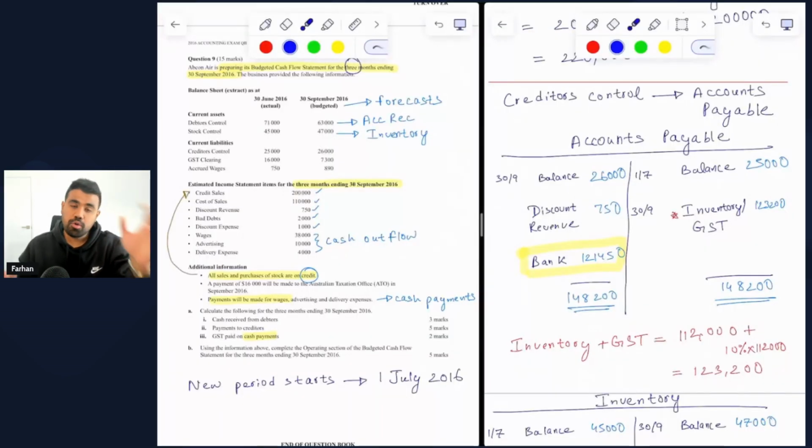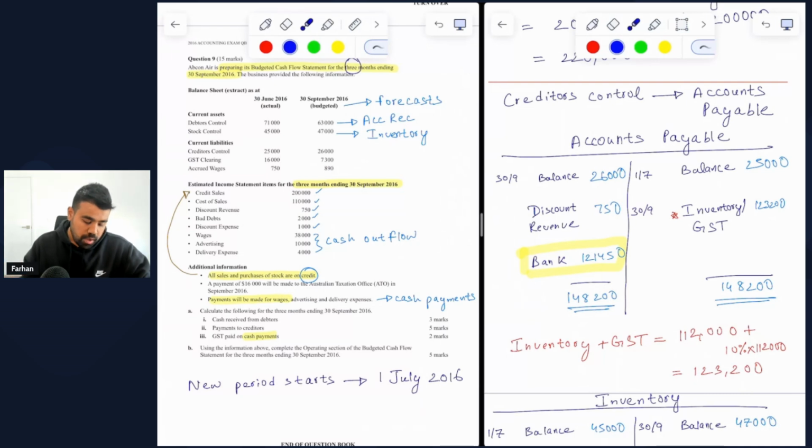The next requirement of the question is to calculate the cash payment to creditors. And we are going to solve this by reconstructing the ledger account for accounts payable and then also the ledger account for inventory. This is because based on the additional information, all sales and purchases of stock are on credit. So purchases of stock refers to an increase in inventory, and because this purchase was made on credit, this is also going to have an impact for the accounts payable. So let's see how we are going to address this.